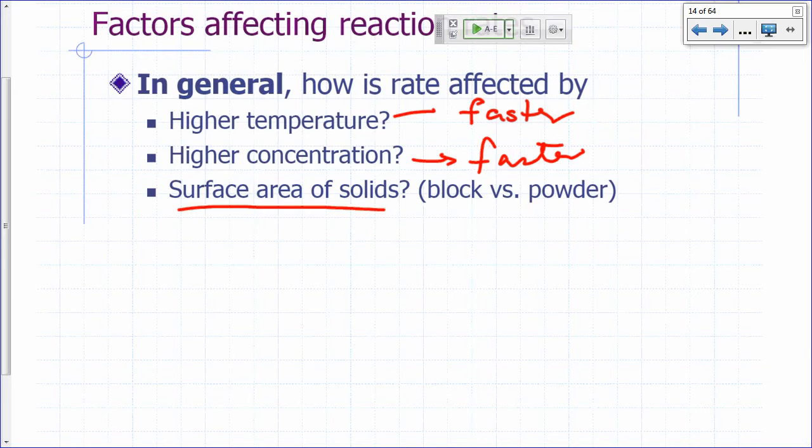What about surface area? If I had a block versus a powder, which one would react faster? In general, the powder would react faster because you have more frequent collisions. You've got more molecules exposed, right? Whereas in a block, the molecules inside your block are not exposed to the other reactants.